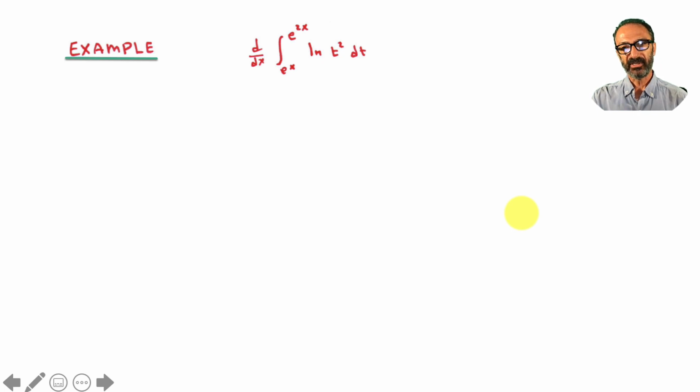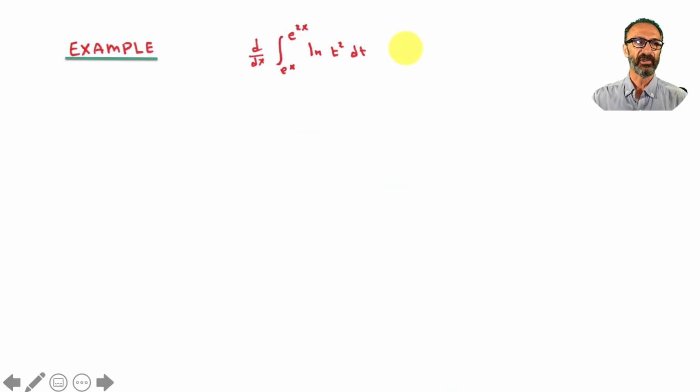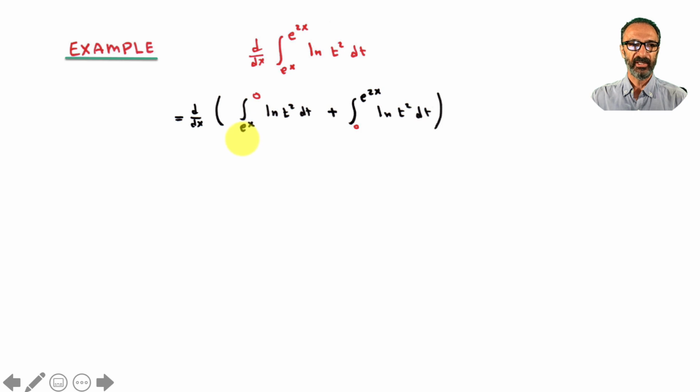Oh, this one did not start from 0. Let's see the last one. Yeah, start from 0. They want to make it harder for me. No problem. Let me show you the steps. We're gonna go from e to the x, stop at 0, then from 0, continue.